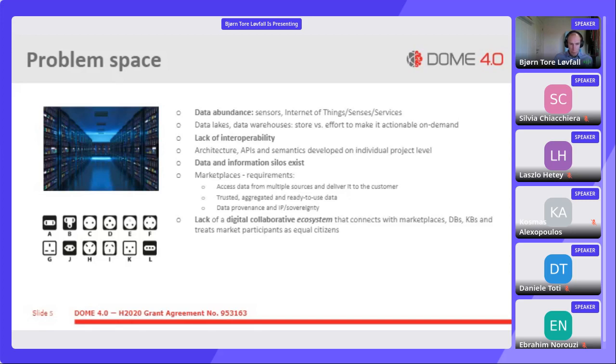So there is a lack of digital collaborative ecosystem that connects all the marketplaces, databases, and so forth, and treats the market participants as equal citizens. An analogy for this is the electrical sockets that you can see in the bottom left corner. There's a lack of standards in the world. So if you're going to go traveling, you have to bring your universal connector to connect to the local socket. And we try to become the universal connector for data.